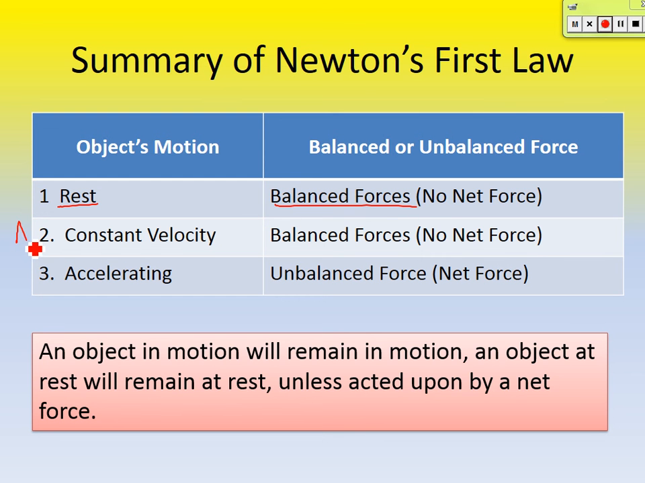But here's the one that students kind of forget about. So put a little star by 2. If an object is moving at constant velocity, what can you say about its forces? They're balanced. There's not a net force. If there's a net force, what's it going to do? It's going to accelerate. So then there are unbalanced forces. That's when you do see a net force. So yeah, put a little star by 2. Students always forget that one. If you're moving at constant velocity, that tells you that the forces are balanced.